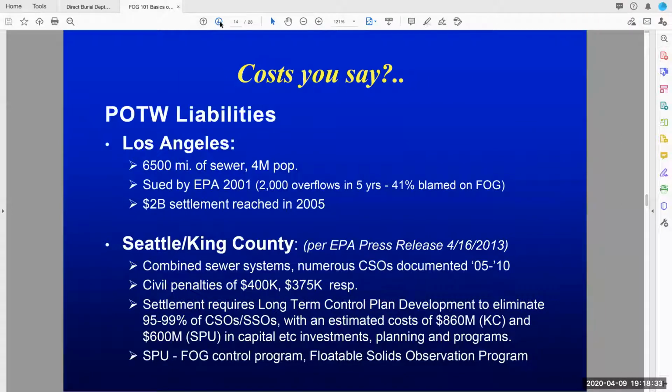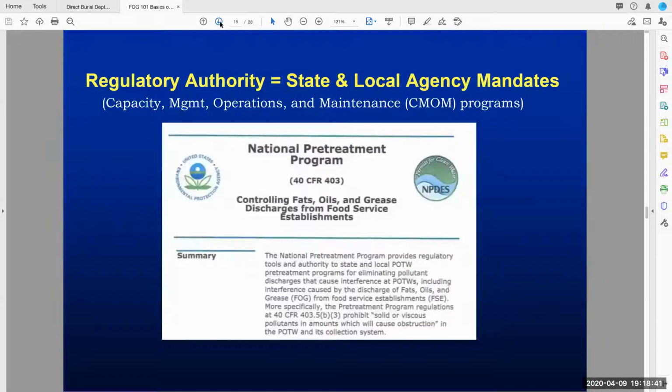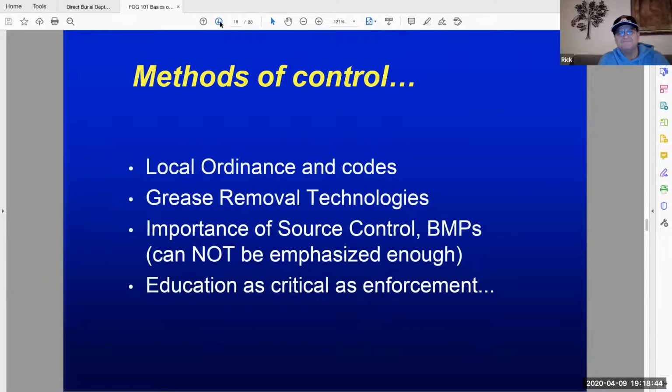That was a $2 billion settlement in 2005, LA. That was the EPA. So the EPA gets that money? Yep. Wow.